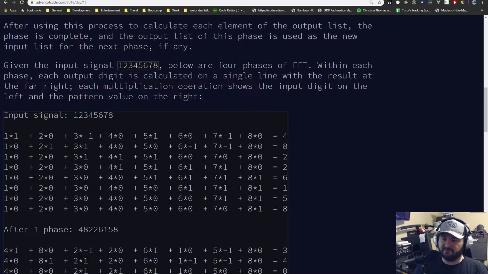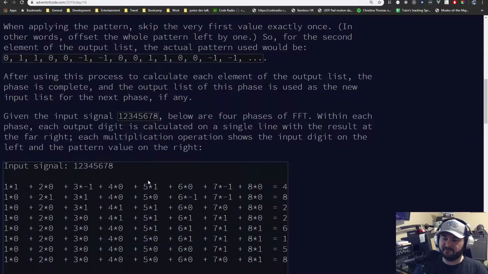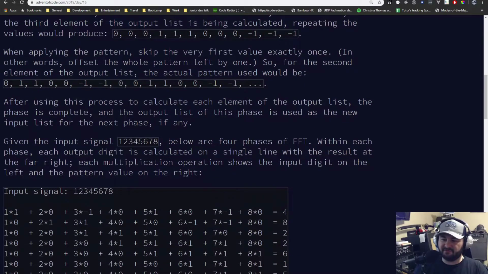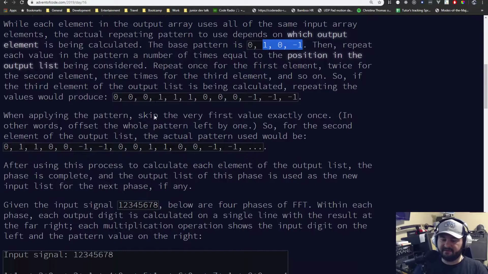So you're going to do, for each number, 1 times the phase pattern up here. So for the first digit, it's going to be that same base pattern, except shifted over 1. Right? So what that means is you're going to start at 1, and you go 1, 0, -1, 0, 1, 0, -1, until you're done with the list.